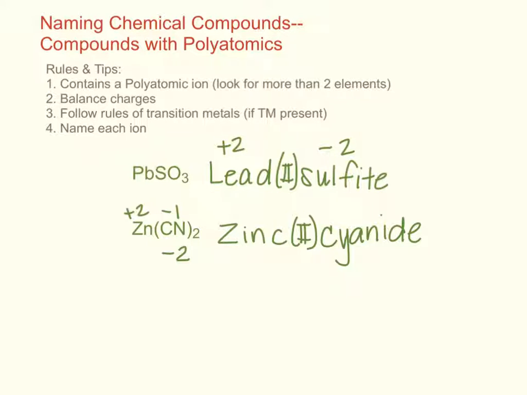Okay? So when you have a transition metal and a polyatomic, you have to follow the rules for both. So find your charges, work backwards so you can get the charge of your transition metal, write it as a Roman numeral, and then finish the compound with the name of your polyatomic.